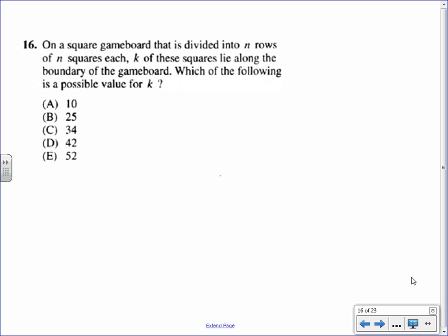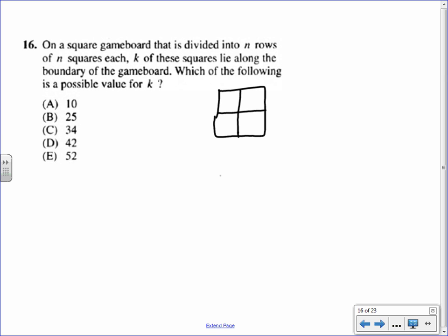This is question 16 in test 2, section 8. Okay, so it says: on a square game board that's divided into n rows of n squares each, k of these squares lie along the boundary of the game board. Which of the following is a possible value of k? So let's start by just drawing this out. Let's just draw one of these boards and see what we get.